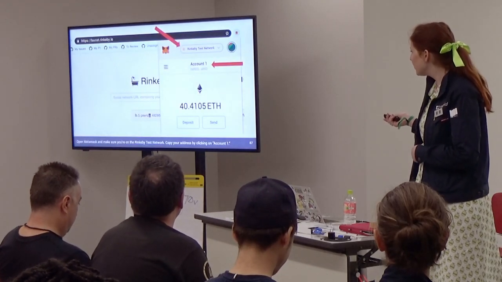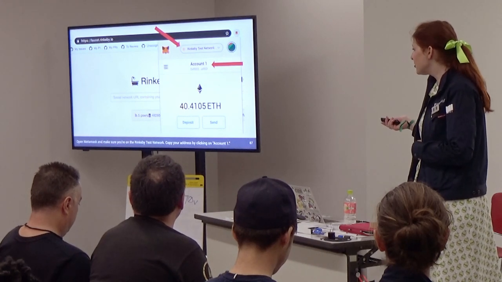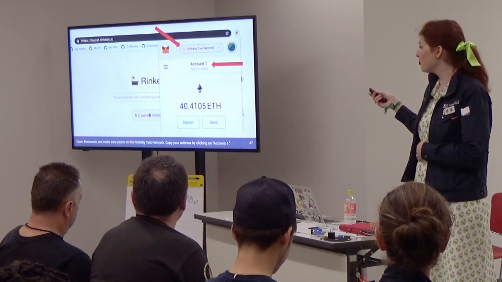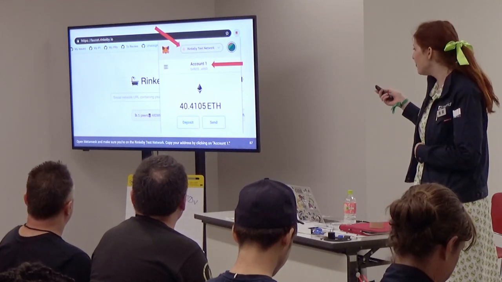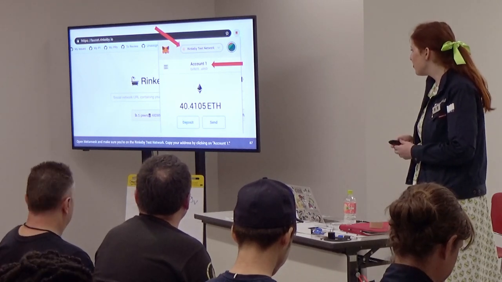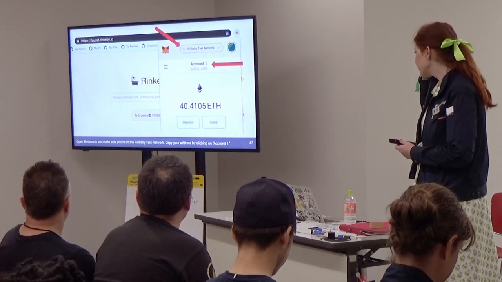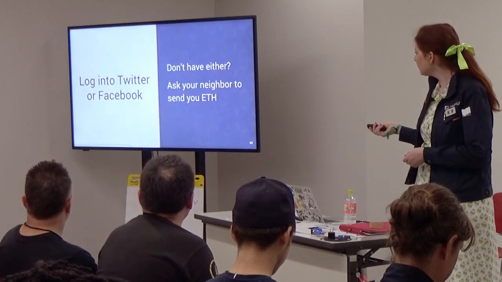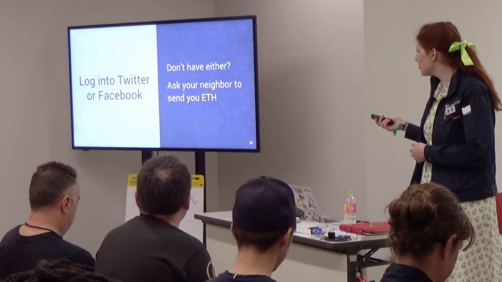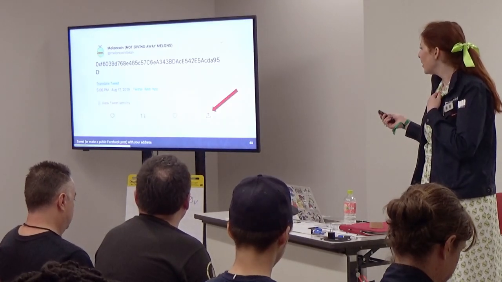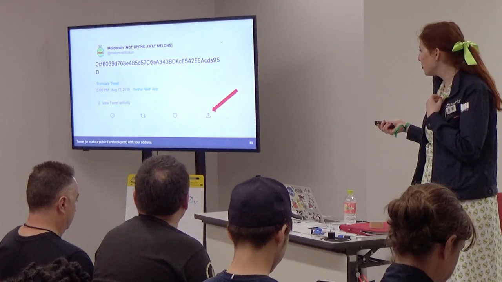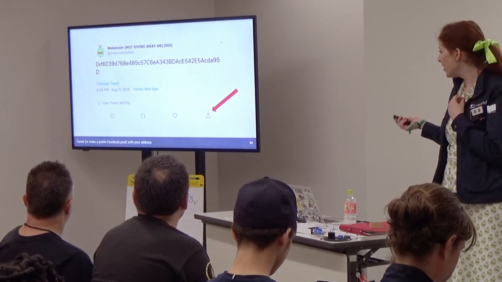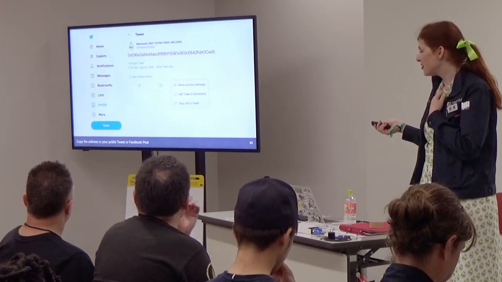How you get Rinkeby test ether here is you click in MetaMask on the little box and make sure you're on the Rinkeby network. You select that in the top and click on the account to copy the address. So slide 87 here shows how to copy that. And then you'd log into Twitter or Facebook and you would make a post with your address. And then you would click on the share button to share that. Copy the link to the tweet.